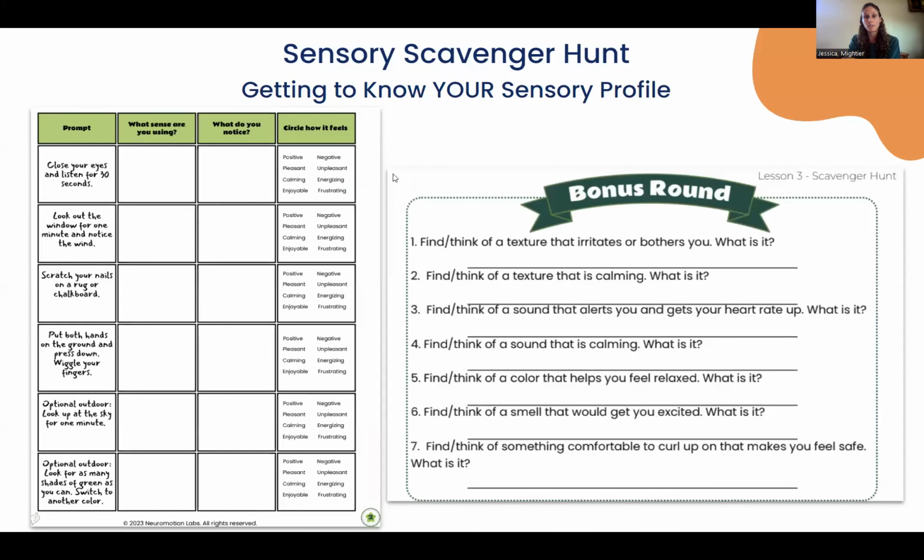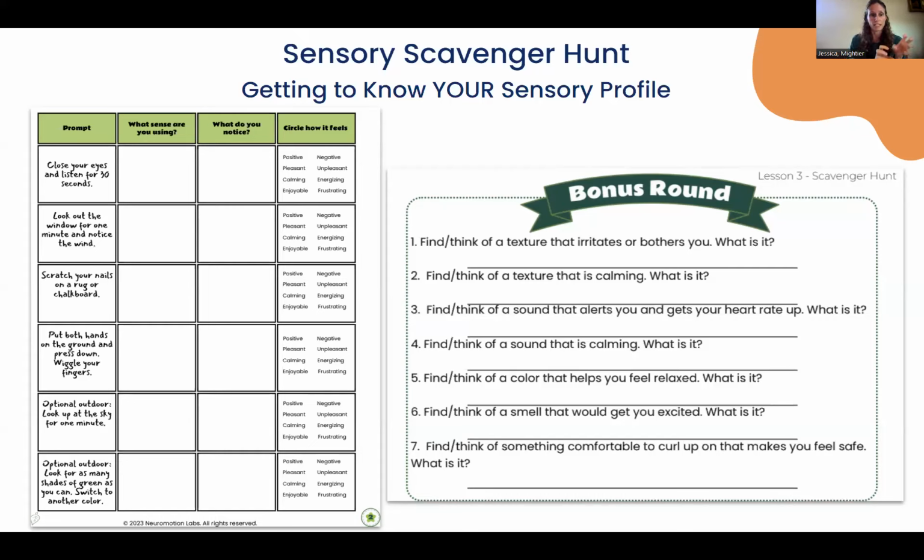Next, we have a sensory scavenger hunt. This is a little bit more about getting to know your sensory profile. We have a few prompts, and I'm going to encourage you to probably make your own version of this based off of what you already know about your child and what you've already noticed about them. The way we have this set up is that there's a prompt. We ask kids to identify what sense they are using, what they're noticing, and then how it makes them feel.